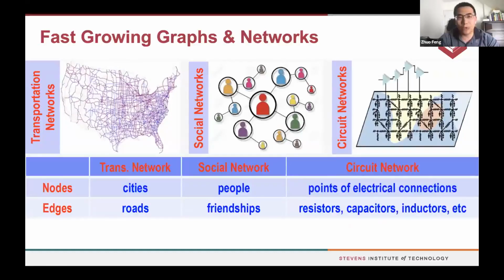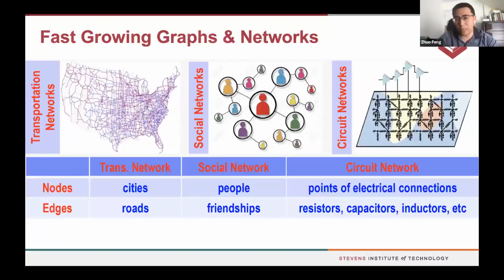So it's true that nowadays graphs and networks are becoming increasingly complex. Although in different settings, the graphs may represent different things. For example, in transportation networks, the graph nodes correspond to the cities, while the edges correspond to the roads. In a social network, we use graph nodes to represent people and edges to represent their friendships, right? So there is a common trend for these kinds of networks and graphs. That is, they are only getting bigger and bigger.